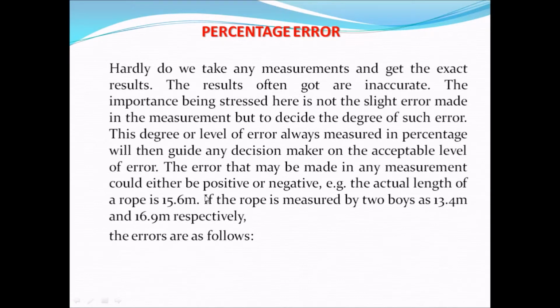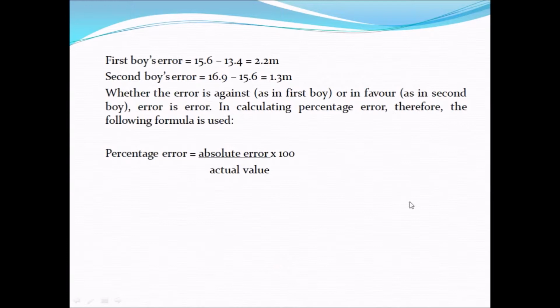Example: the actual length of a rope is 15.6. If the rope is measured by two boys as 13.4 meters and 16.9 respectively, what is the error? The error for the first boy is 15.6 minus 13.4, which is the difference between what you measured and the actual size. So for the first person, the error is 2.2, whereas for the second person it is 1.3.